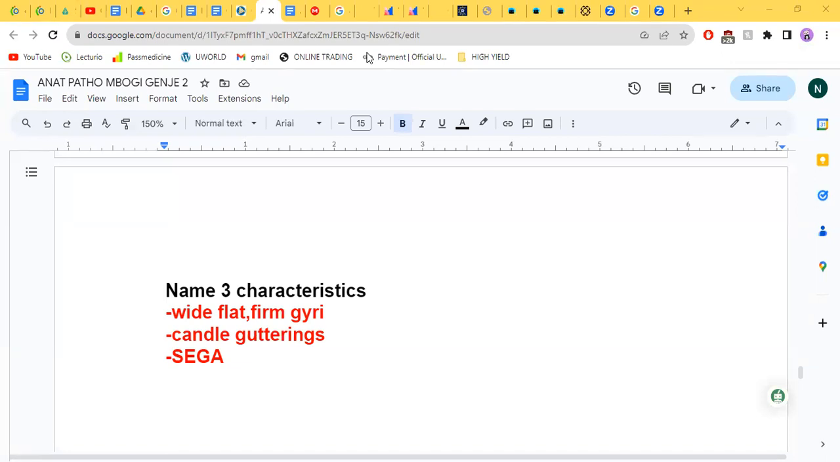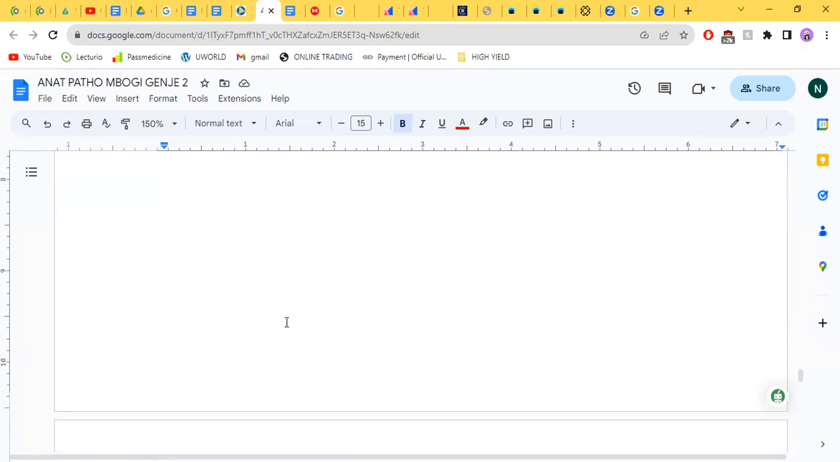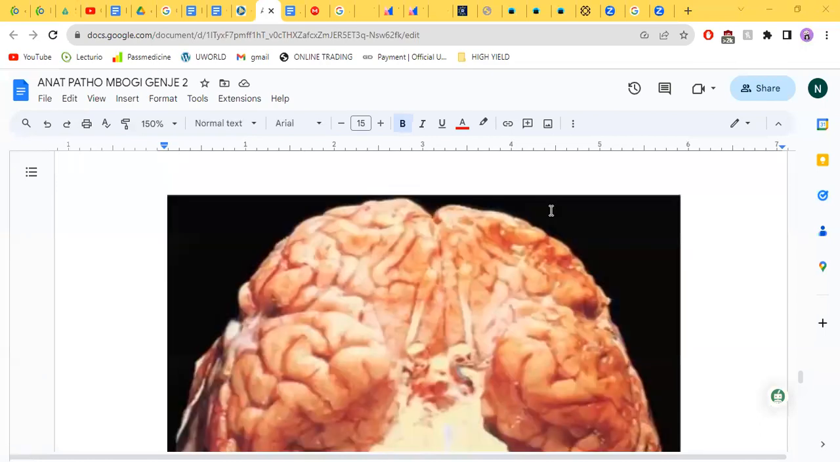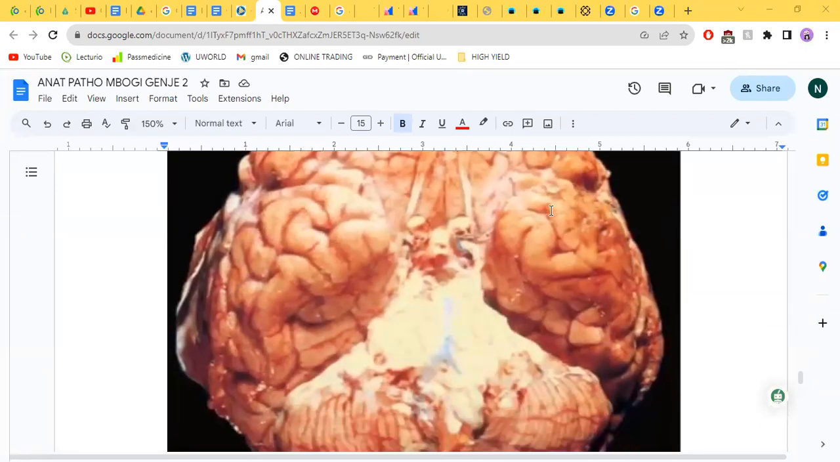Okay, awesome. Great, next. Maybe we can move down. Now, what can we see in the image displayed? There's an abscess. There's also yellow exudate at the base of the brain.